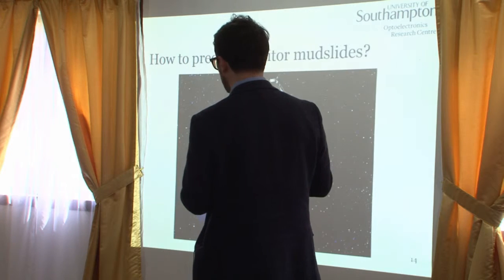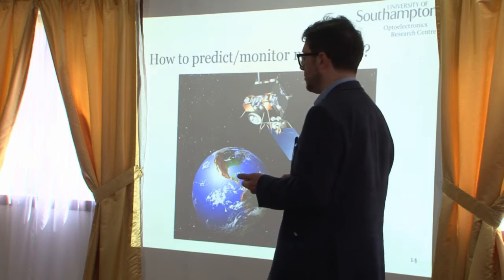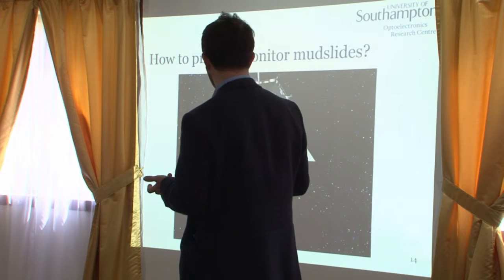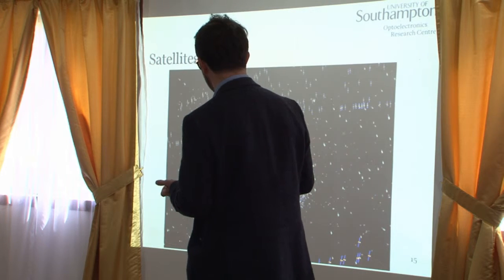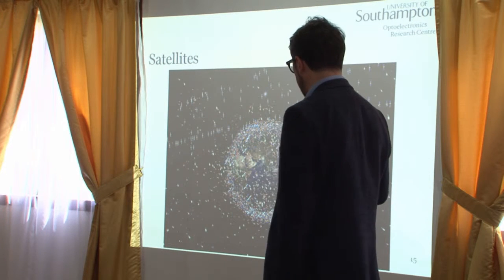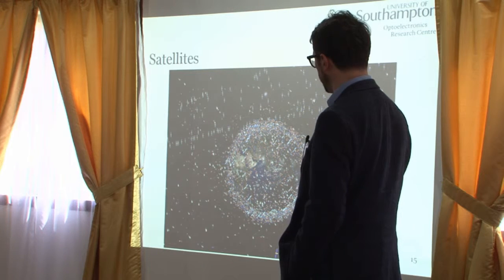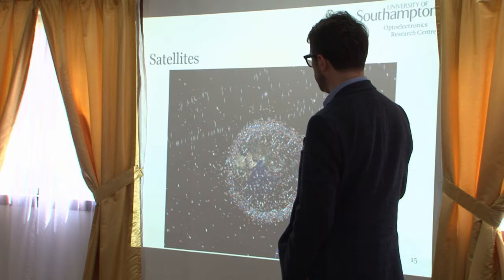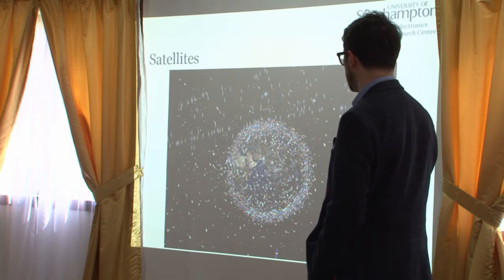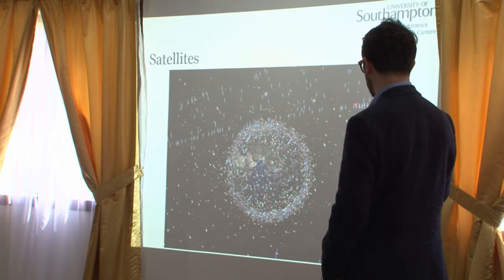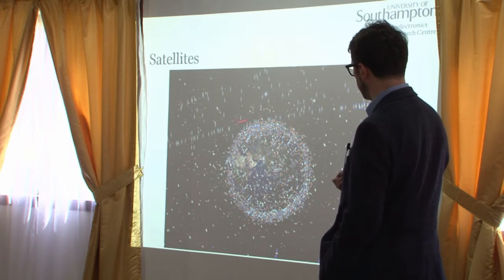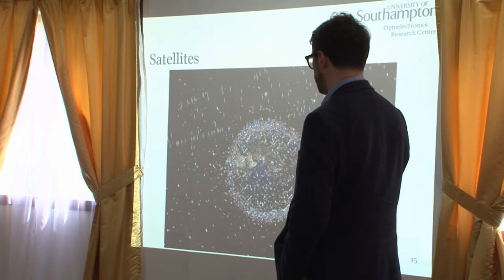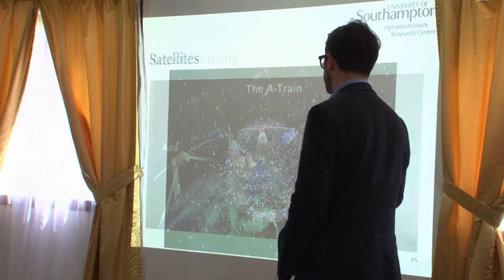So how can we monitor mudslides? Well, the easiest way would be using satellites. Now, there are quite a lot of satellites. This is a picture that shows the position of satellites around the Earth in the last few days. And as you can see, there are loads of them, and most of them are for environmental uses. This is the geostationary distance. There are quite a lot of them, and there are some that are much closer. We could use some of them for environmental monitoring.